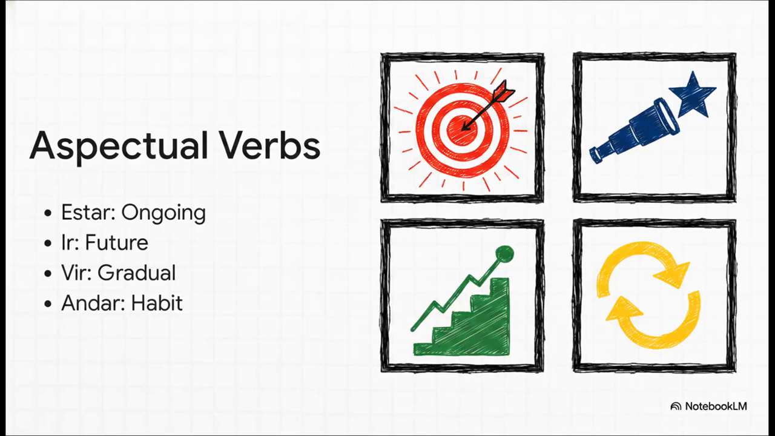Let's break down these 4 magical combinations. If you combine estar with a gerund, you are right in the thick of it. It's an action happening right now. Use ir with an infinitive, and you're pointing to the future, showing intention. Now here's where it gets highly expressive. Use vir to describe an action that has been developing gradually up to this exact present moment. And use andar to express something you've been making a habit of recently, like, I've been looking for a job lately. It just adds so much rich texture to your speech.